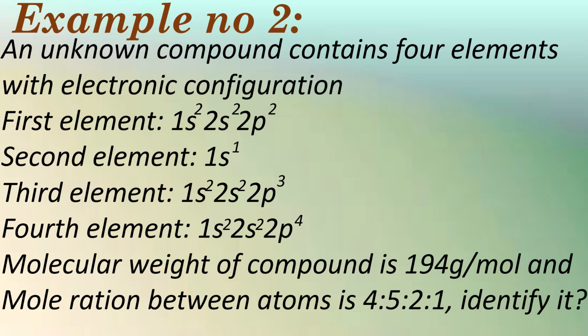As already discussed in example 1, here we have an unknown compound. It contains 4 elements in the neutral atom. First element, second element, third element, fourth element electronic configurations are given. Molecular weight is given. Mole ratio between atoms is given. We have to identify the compound same as the previous example.